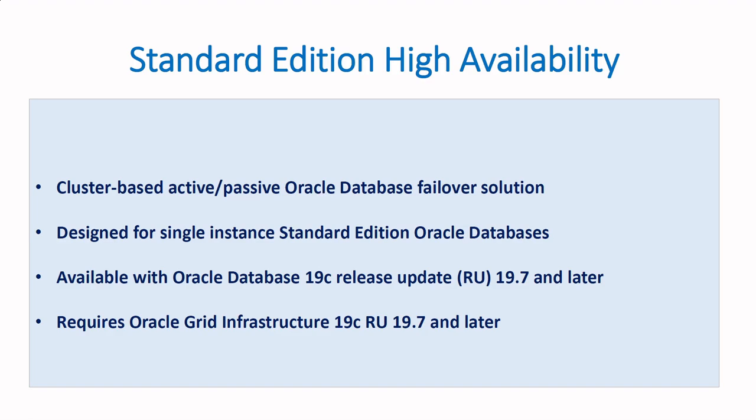Let's say you have a two node SEHA environment, and your database is up on one node, then the other node is passive. If for some reason you want to reboot the first node, you can relocate the database from one node to another node. It will shut down on this node and it will be up on the second node. That is the active passive solution, and this solution is enabled for the standard edition. So you can implement this in the standard edition, which saves your licensing cost.